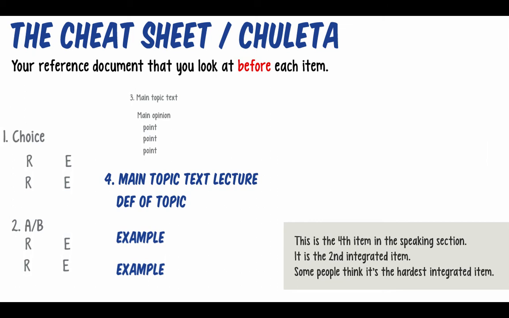Okay, and so quick summary, this is the 4th item in the speaking section. It's the 2nd integrated item. And to be honest, many people find this to be the most difficult integrated item.